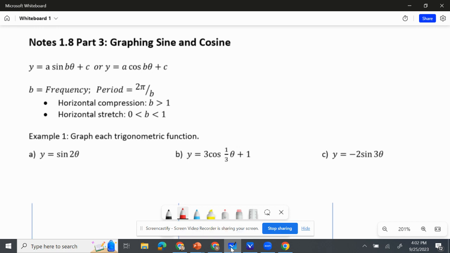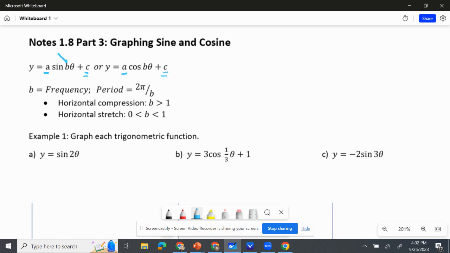We're going to continue graphing sine and cosine curves. This time we're going to look at our frequency and our period. So we've talked about our A and our C values. Our A value has to do with our amplitude. The absolute value of A is our amplitude. We've talked about our C values. That's our midline, how it shifts up and down.